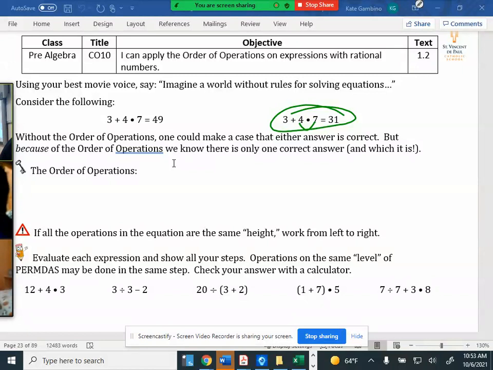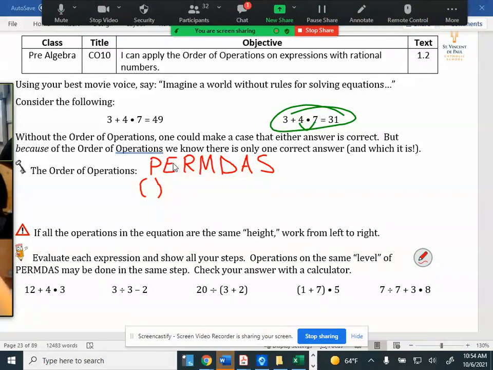So let's look at the order of operations. What is it? Now, last year in 5th grade, you learned about PEMDAS. We are learning about PERMDAS in 6th grade because we cannot forget about those radical numbers. So the first thing we do is our parentheses. The second thing we do is exponents.